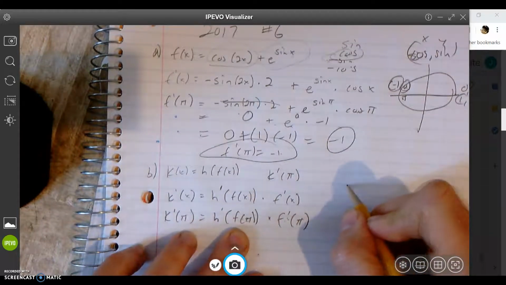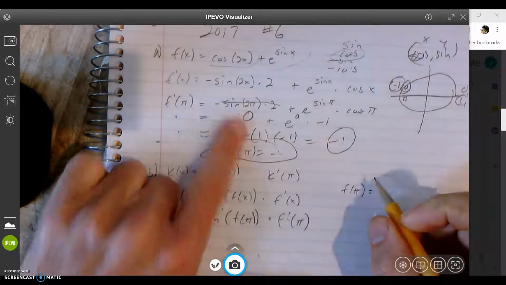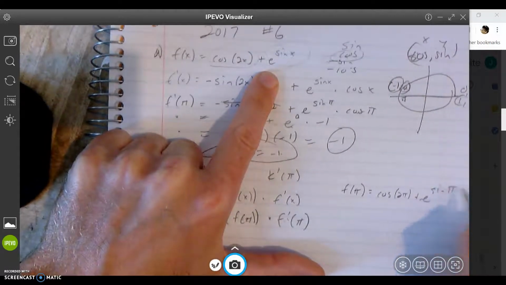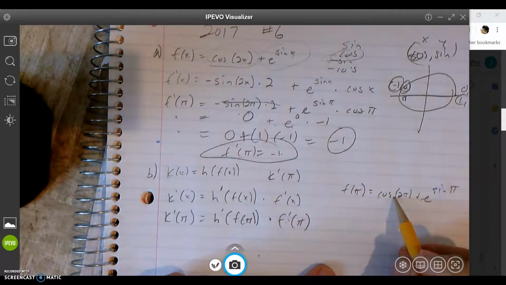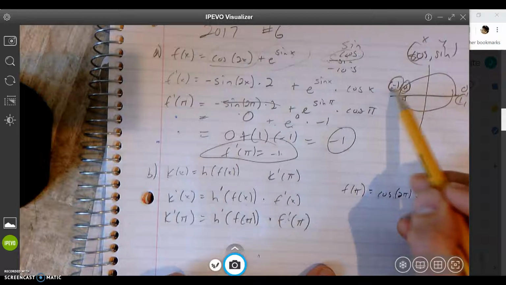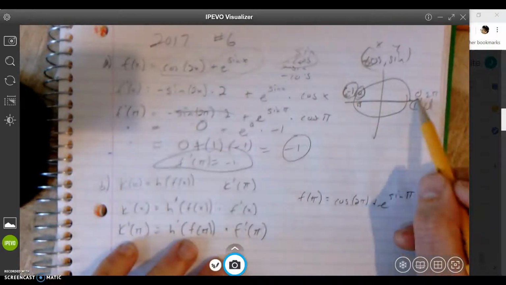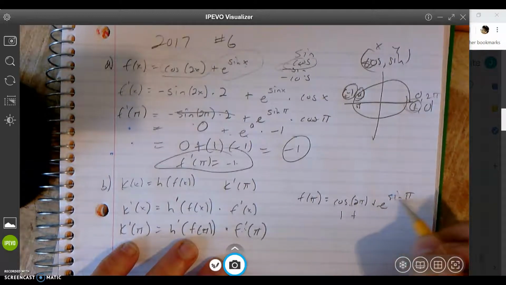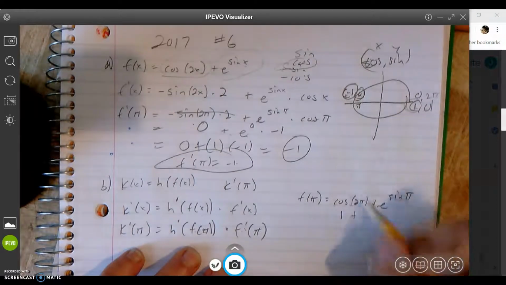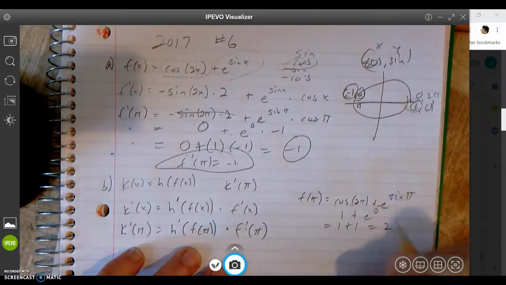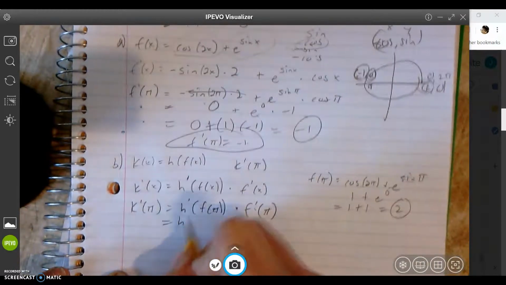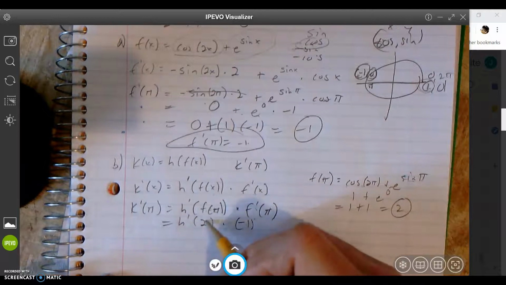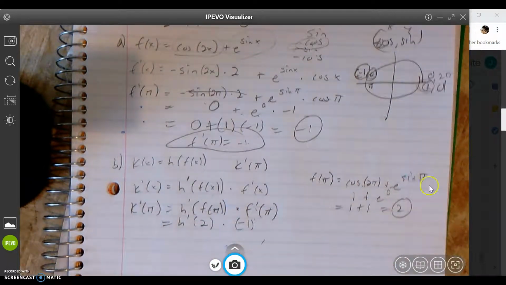Okay, so f of pi straight up is going to be cosine of 2 pi plus e to the sine of pi. So cosine of 2 pi, the x coordinate at, no, 2 pi, my bad, would be 1, because 2 pi goes all the way here. So that would be 1, plus e to the sine pi. Sine of pi is 0, so it's e to the 0. So it's 1 plus 1, which is 2. All right. So now this equals h prime of 2 times negative 1, and we got that from part A, f prime of pi. So h prime of 2, that means the derivative or the slope at 2 of h. So let's look what we got.